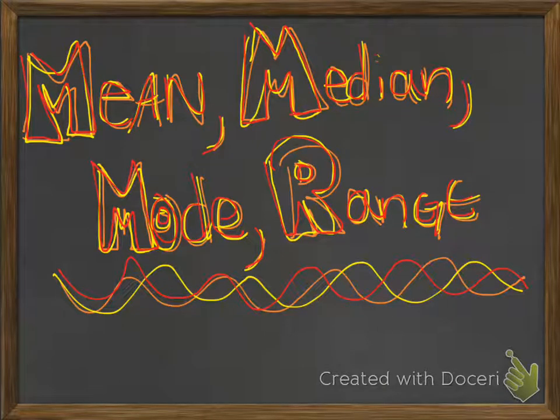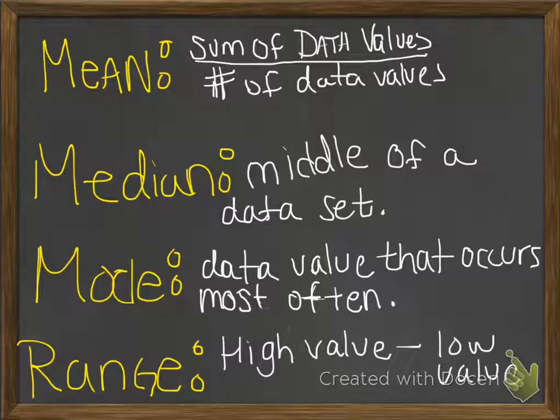Hey everybody, we're going to talk about mean, median, mode, and range. Mean, median, and mode are what we call measures of central tendency, and range is just another way to represent the data. When you look at mean, it's just another way to think of average.